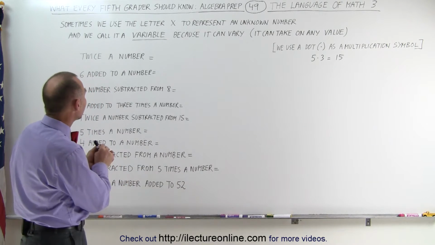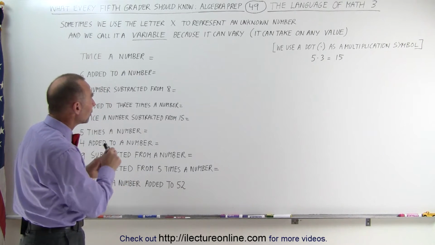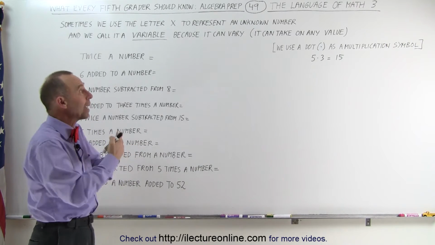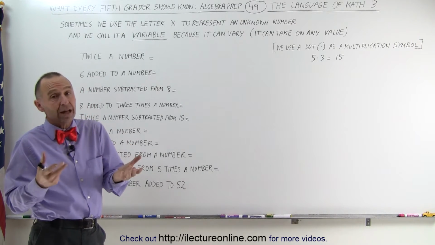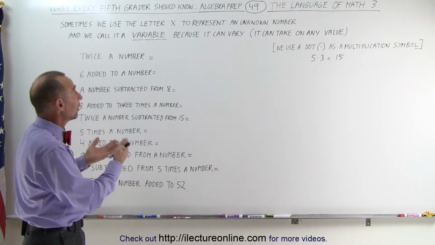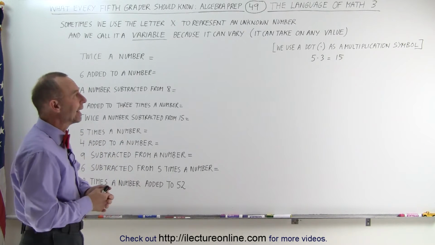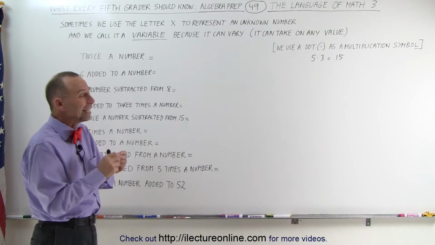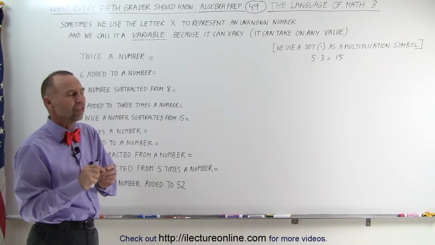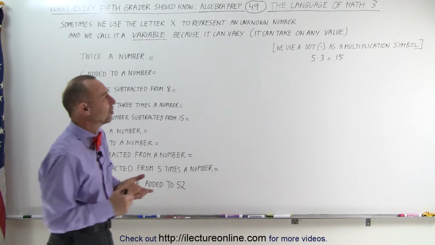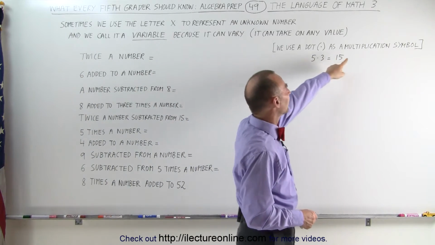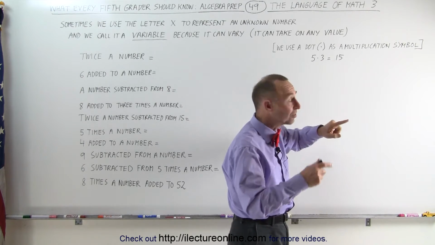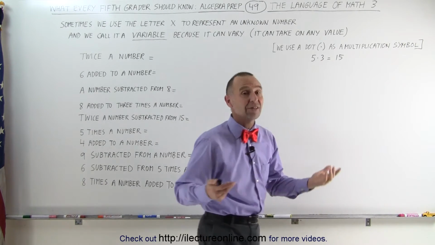In addition to that, we sometimes call that unknown number, that letter X, a variable because it can take on any number, any random number. So it can take on any value, so therefore we call it a variable because it can vary. And because we often use X as that unknown number, that variable, we need a different symbol to use as a multiplication symbol, otherwise it gets kind of confusing. So we use a dot as a multiplication symbol, so we write 5 times 3 with a dot instead of an X. Is that equal to 15 as an example?